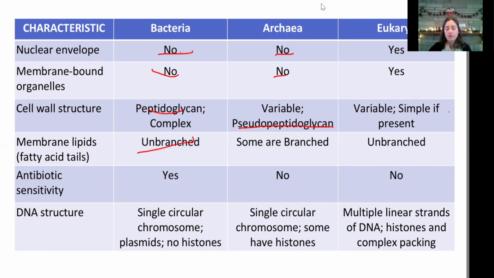Bacteria, you'll see bacteria and eukarya are similar here. Antibiotics, bacteria are sensitive to antibiotics, but the other two are not. And then the DNA structure is variable.